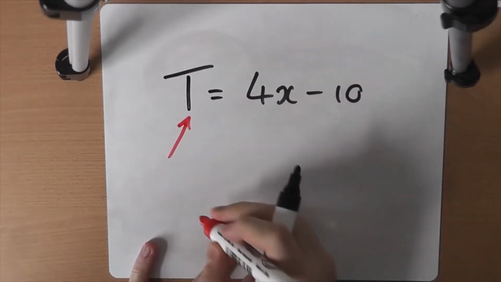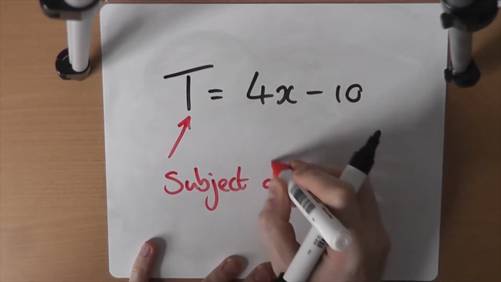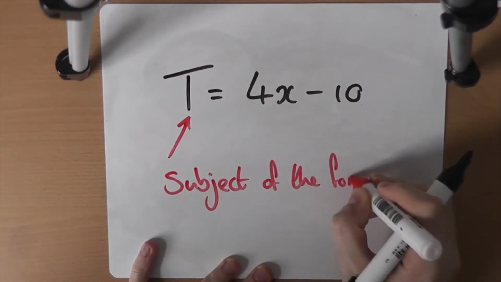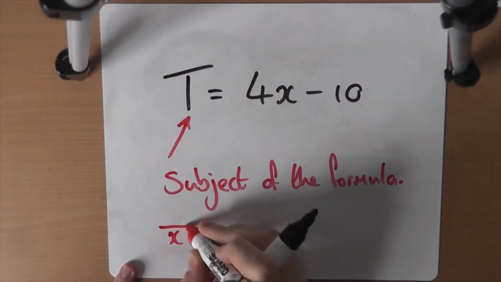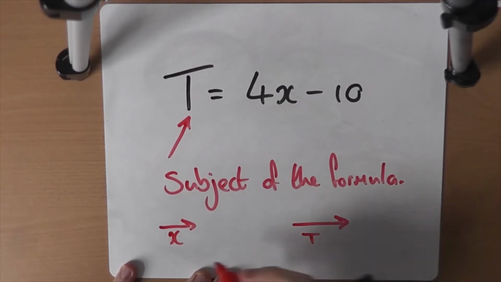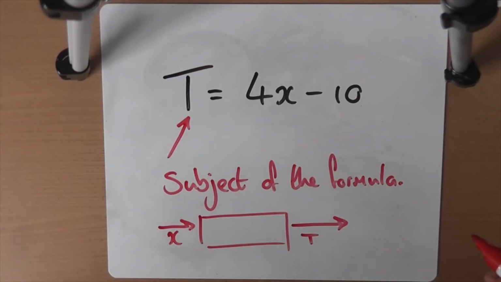Now, the t, in this case, is said to be the subject of the formula. It's what the formula is about. This is a formula designed to find t. You put the x in, you choose the value of x, or you discover the value of x, or whatever. You input the value of x, and it outputs a value of t. X goes in, and t comes out, with this formula happening in the middle.